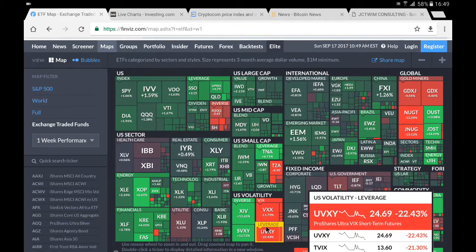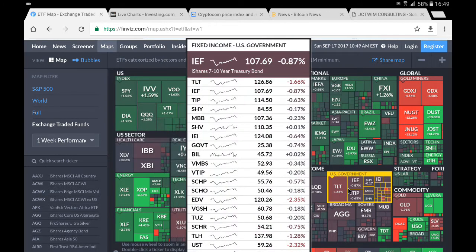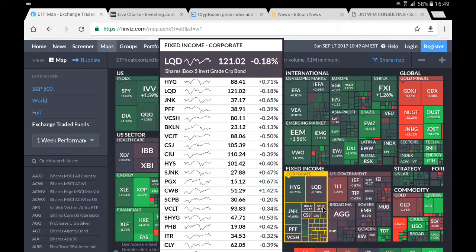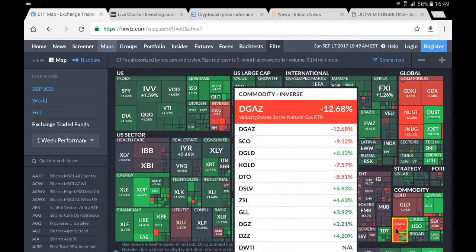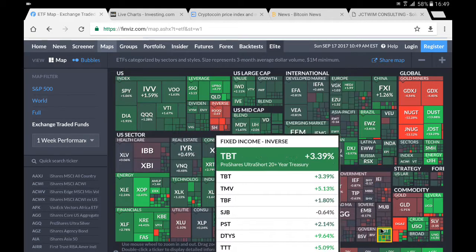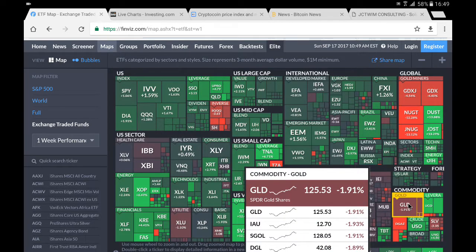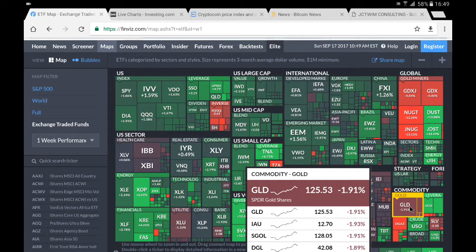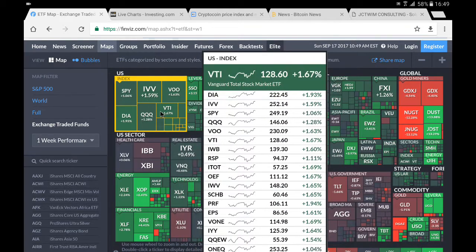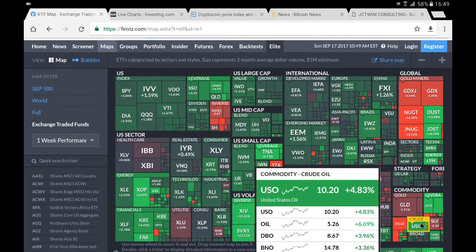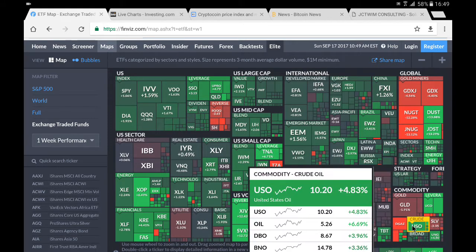So, what's the conclusion? Money is going out of the bond market over here, it's going out of the commodities, safe havens, your fixed income and your hard assets such as gold and silver, and now money is going back towards the stock market. You see over here the GLD and the SLV are down, crude oil is up, so the USO is up.